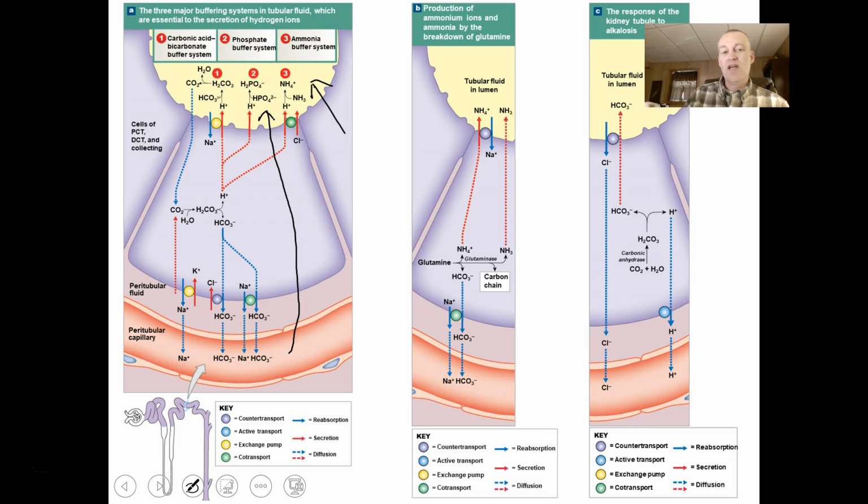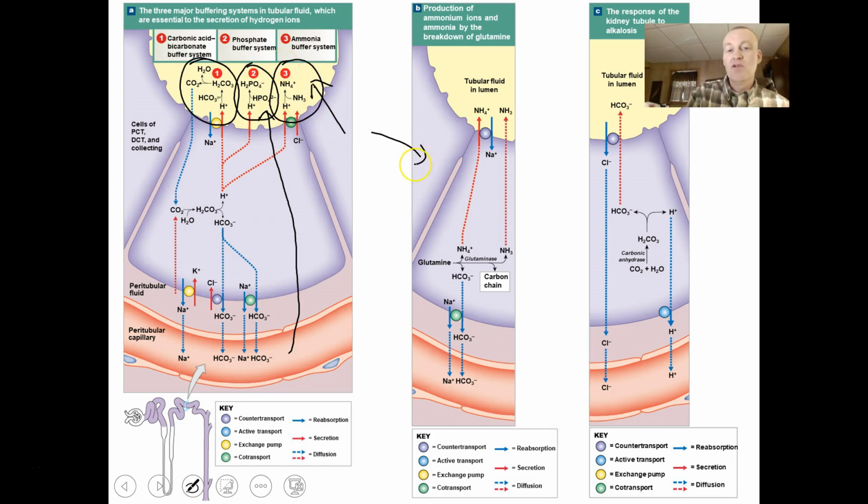If you had too many hydrogen ions just alone inside of the filtrate, you wouldn't be able to keep on adding more and more to them. So in order to keep adding hydrogen ions to the filtrate to get rid of them from the body, we're going to utilize the carbonic acid bicarbonate buffering system, the phosphate buffering system, and what we call the ammonia buffer system.